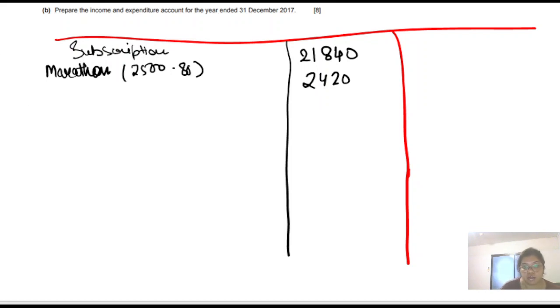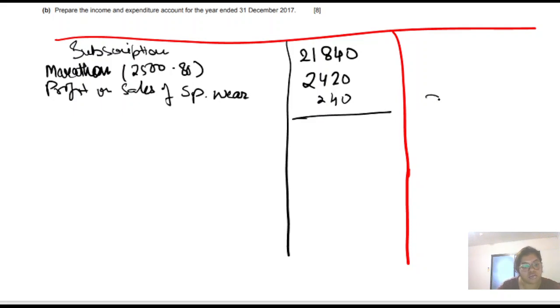As a part of income, we have to write it here: profit on sales of sportswear, which is 240. So our total income is 24500. After that, we have to deduct our expenditure. So what is our expenditure? Where do we get to know the expenditure from?